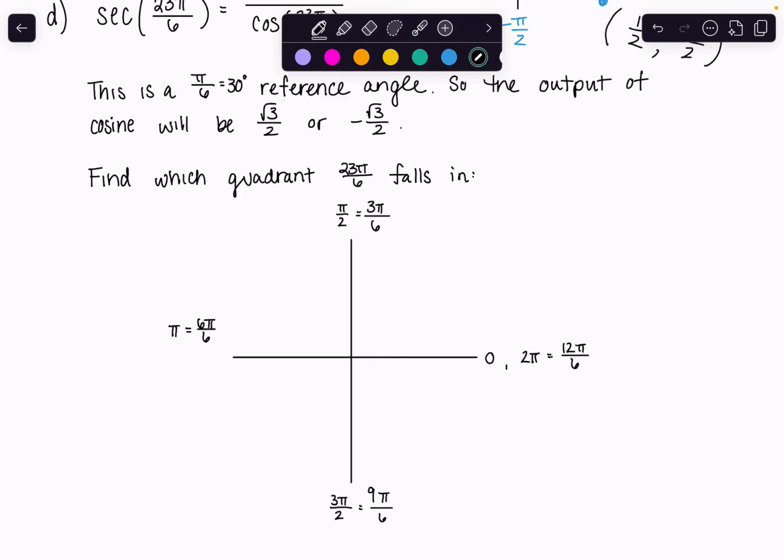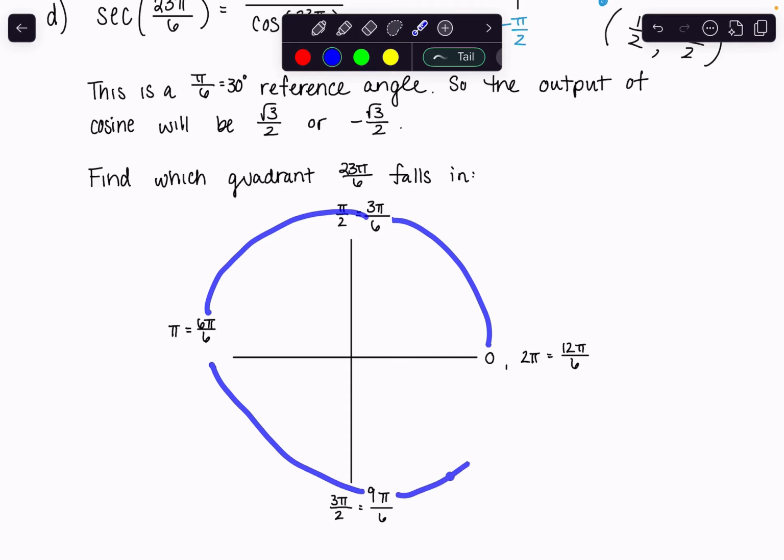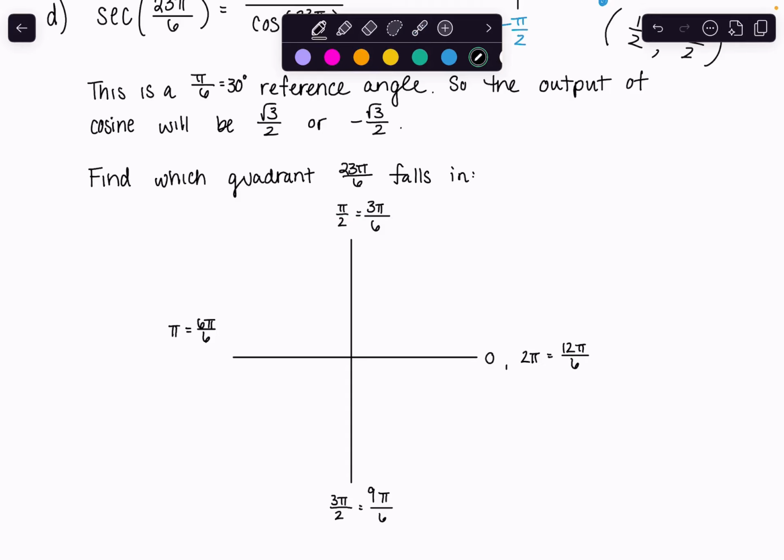If you notice what's happening each time, you go up 3 pi over 6, 3 pi over 6, 3 pi over 6, 3 pi over 6. So you don't need to put the next one in terms of 3 pi over 2 if you don't want to. Just go ahead and add 3 pi over 6. So this is 15 pi over 6. Well, 23 still does not fall in between these, so let's keep going to see if it lands in here.